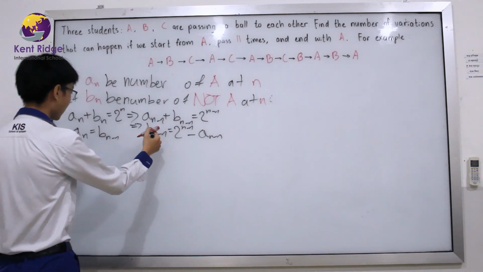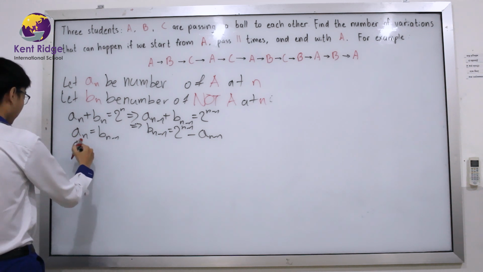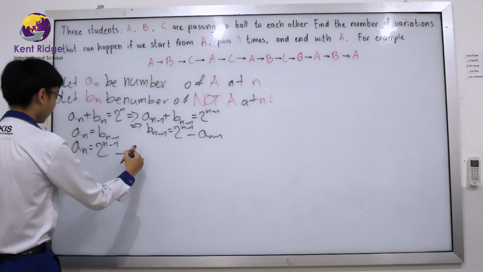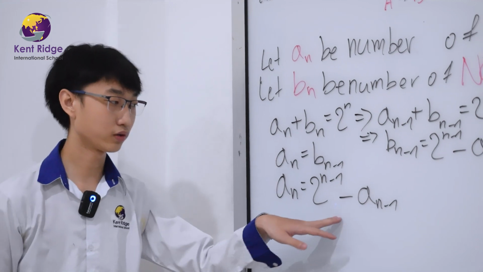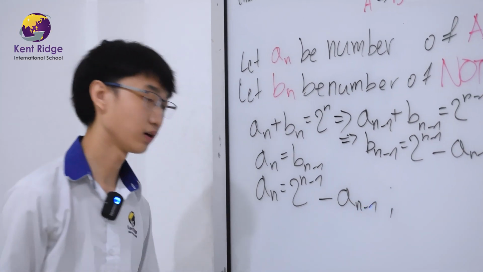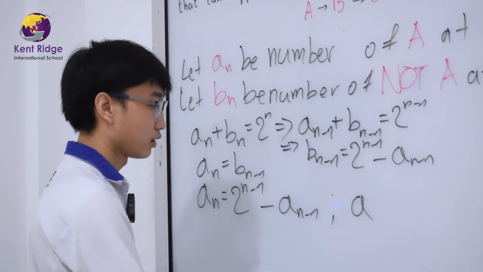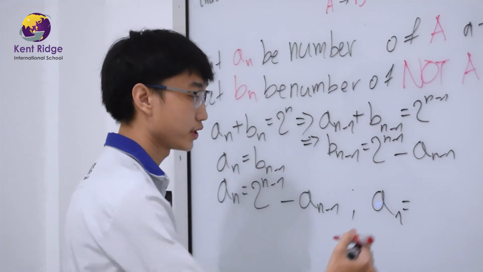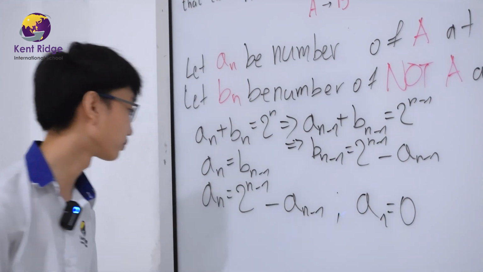And now we can plug this in here. And so we have a_n equals 2 to the n minus 1 minus a_(n-1). This here is a recurrence relation, and every recurrence relation needs an initial condition. Our initial condition is that after the first pass, there are no variations where it ends up at A. So that's equal to 0.